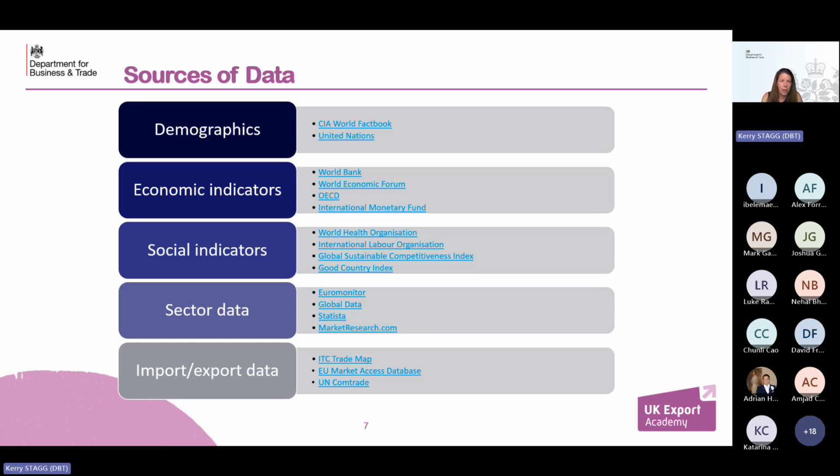So that's worth knowing. Trade associations are often a good way to find this sort of data as well, especially if you've got an international trade association of some description. They will often do global reports with market sizing and things. And then you've got import and export data as well. So all of that's openly available. I use the ITC trade map. There are a couple of other sources on there as well.